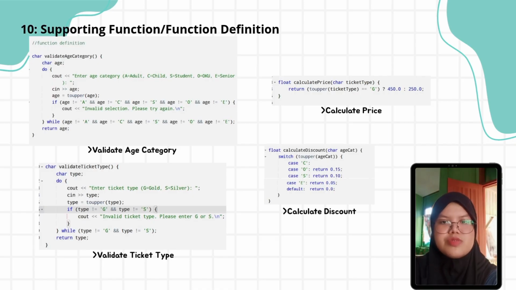Calculate discount. Returns the discount percentage based on age group. For example, OKU and children get 15%, students get 10%, and seniors get 5%.